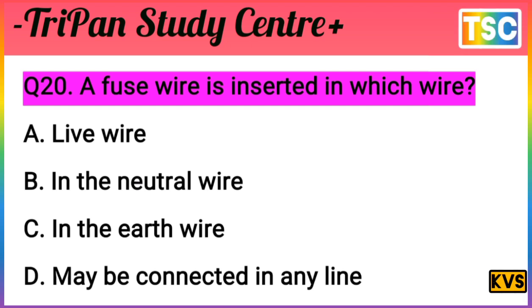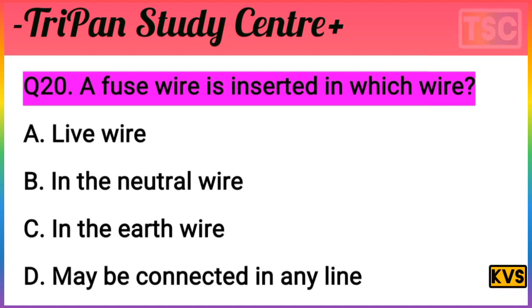You know that the live wire is the positive wire, and the neutral wire is the negative wire. The earth wire is also an important safety feature, but the question is: the fuse wire is inserted in which wire? The neutral wire, the live wire, or the earth wire?